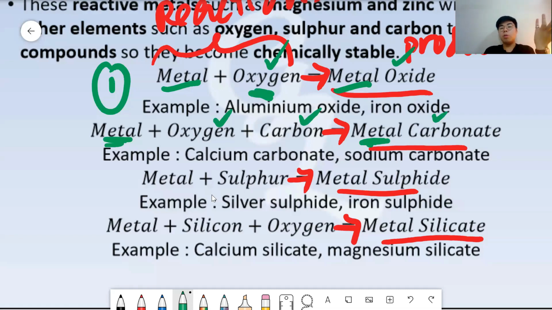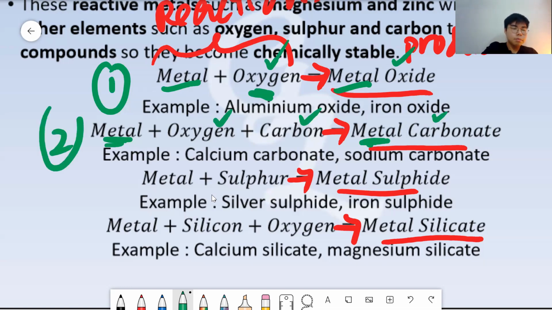That's all you need to do in Form 3 at this point. But when you go into the future, of course, you will write the equation, the numbers, the formula. But now, Form 3, they will make it simple. Just play with the words only. Nothing else you need to remember. Just remember the metal to change, and just remember what makes what. Oxygen makes oxide. Oxygen and carbon make carbonate. Sulfur makes sulfide. Silicon and oxygen make silicate. That's all. That's your job.